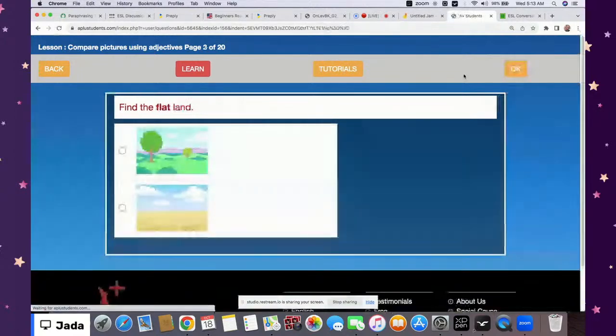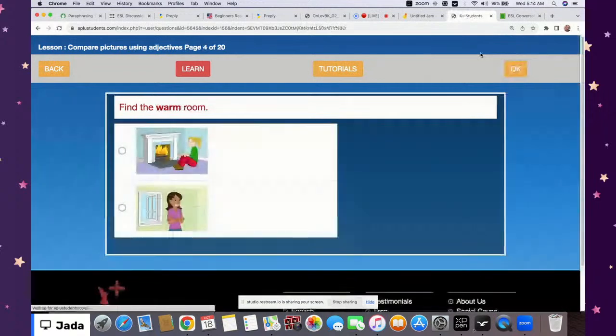Okay, so find the flat land. Now, which is the flat land here? The first picture, the second. Okay, so we have find the flat land. Is it going to be the first one or the second one? First or second? Okay. Ali says second, so second. Okay, let's go with the second one. Okay, good job.